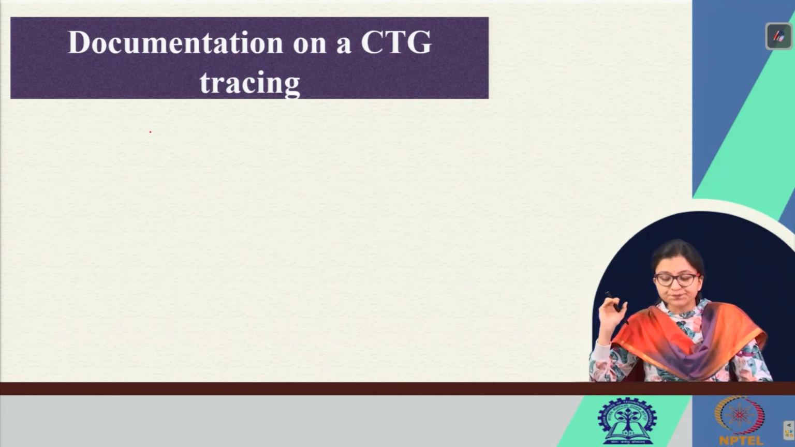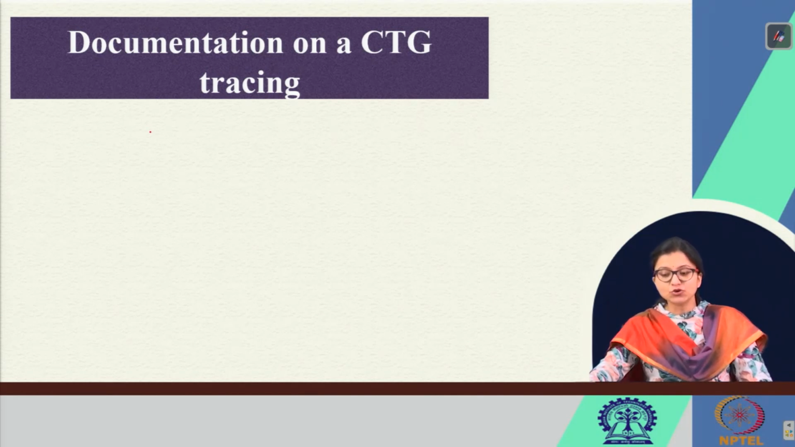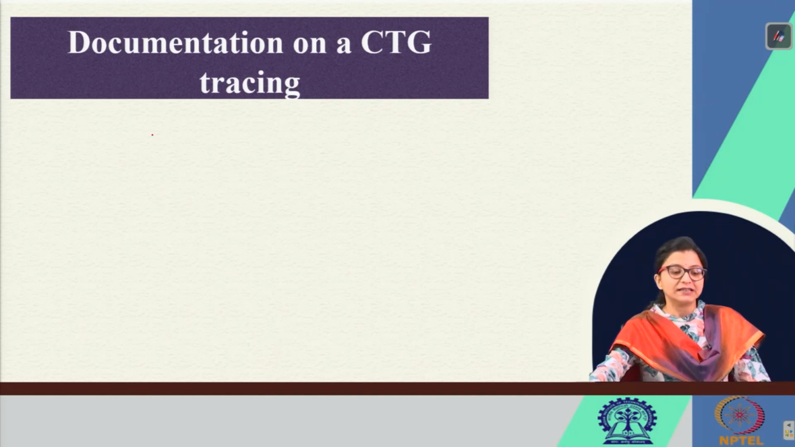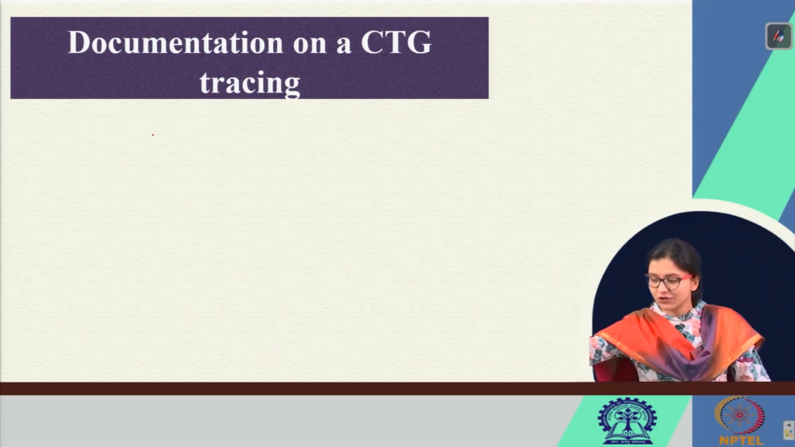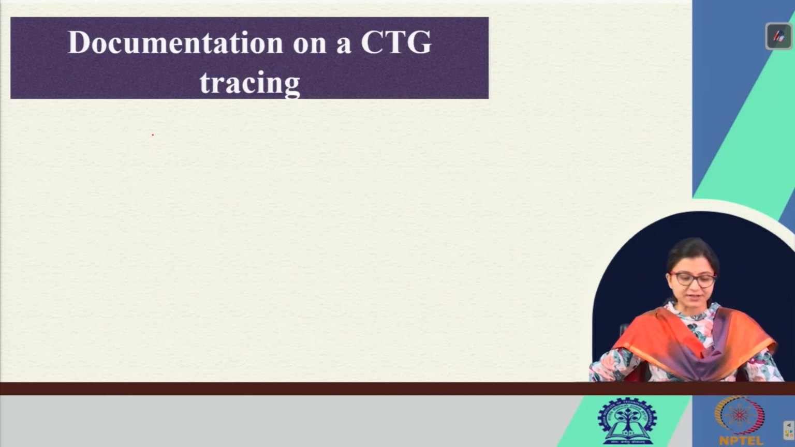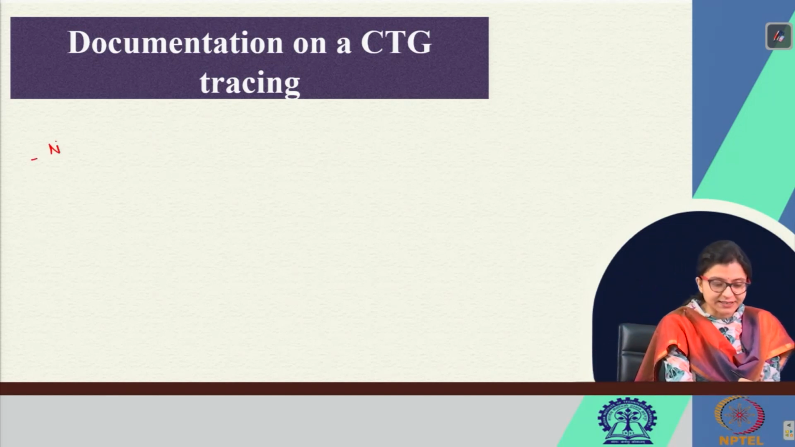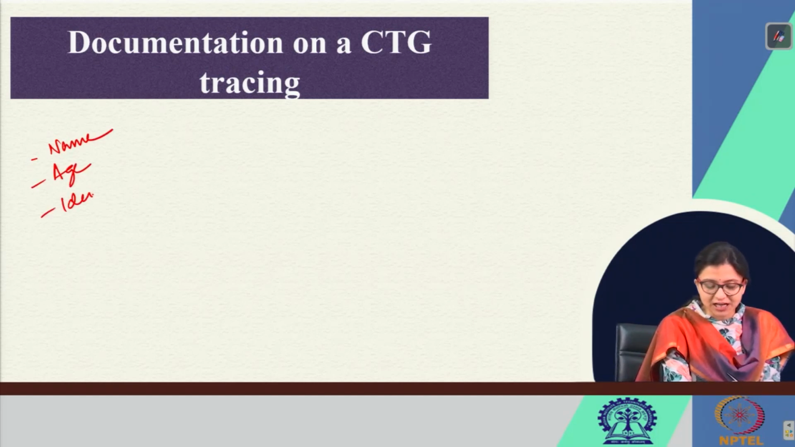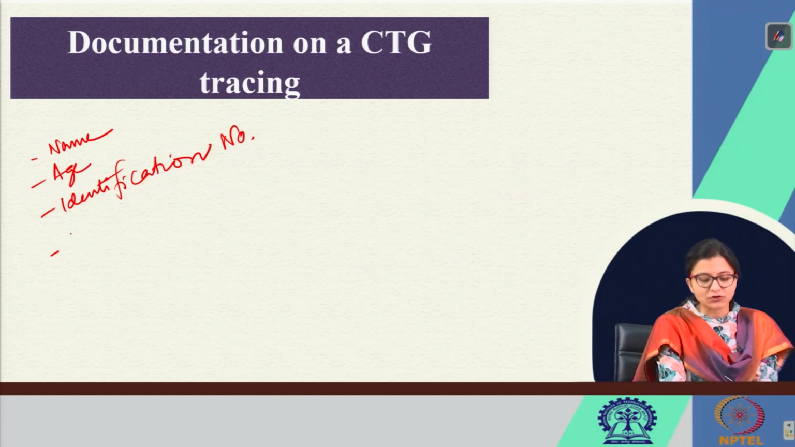Now, coming to documentation. Apart from only fetal heart rate monitoring, you need to document also the patient particulars, right. So, I will just write it down. You need to document the name, age, identification number of the mother, identification number meaning the hospital admission number, and also the pulse, BP of the mother.